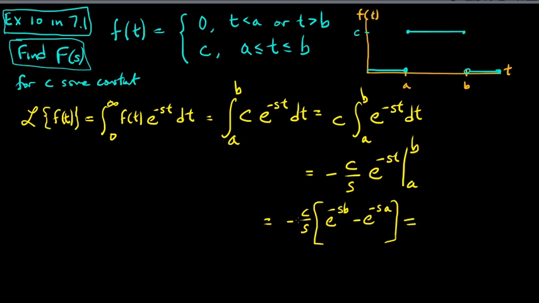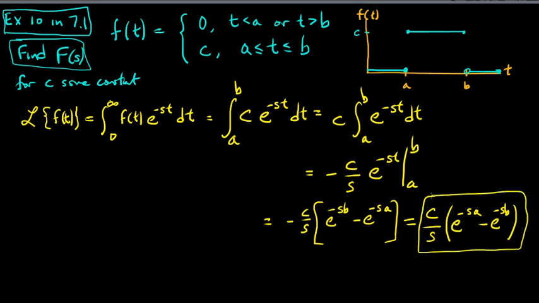The other thing you might want to do here is make this a positive, so we'll switch the order. So let's make this c over s times e to the negative s times a minus e to the negative s times b. And this is going to be for s greater than 0, I think. Okay. So yeah, this is one that's not hard to do by the definition. Yeah, I think we'll leave it at that.